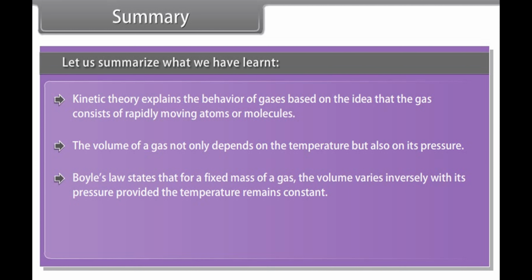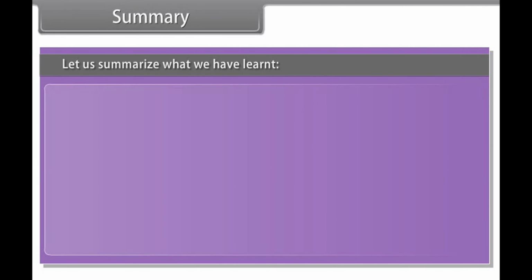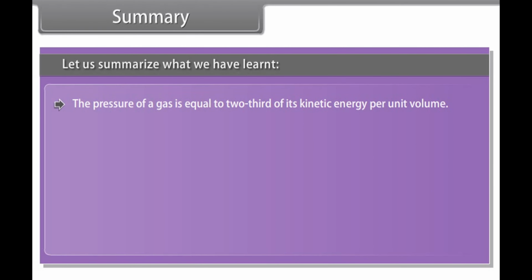Boyle's law states that for a fixed mass of a gas, the volume varies inversely with its pressure provided the temperature remains constant. Charles' law states that the volume of a gas changes by 1/273 of its volume at 0 degrees centigrade for each 1 degree centigrade temperature change, provided the pressure remains constant. The pressure of a gas is equal to 2/3 of its kinetic energy per unit volume.